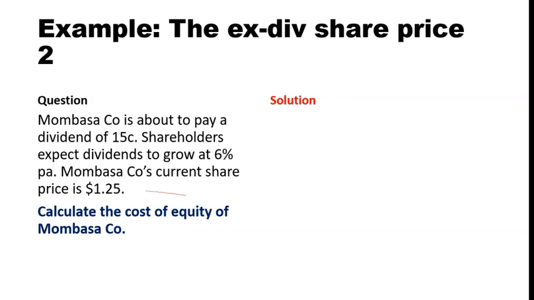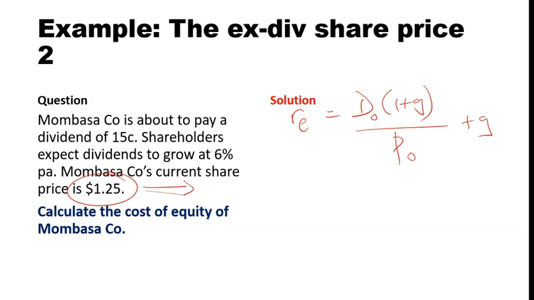We know that the cost of equity RE is equal to D0 (1 plus G) over P0 plus G. We know that. So since the dividend is about to be paid, the share price given must be cum-div, right? This share price is actually cum-div because the dividend has not been paid. So don't make a mistake of using that share price. So what is the ex-div share price? We need to use the ex-div.